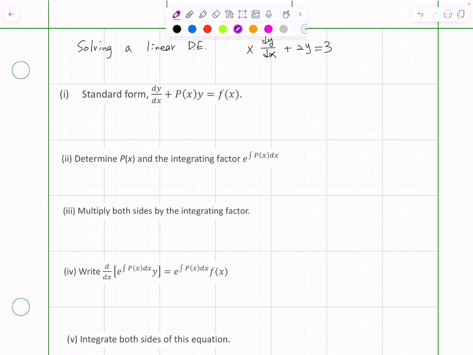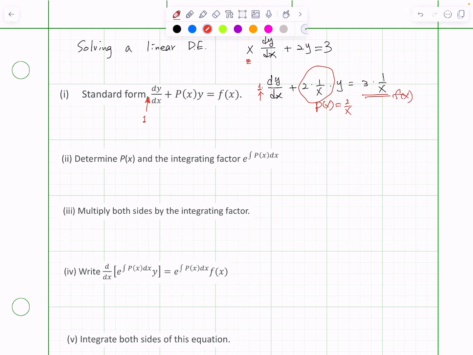Okay, so the first one is standard form. When you say standard form, look at the coefficient of dy over dx, which should be 1. The given equation is not 1 because we see x in front of it, so we're going to divide everything by x. So now we have dy over dx plus 2 times 1 over x times y equals 3 times 1 over x. Now it is standard form because there's a 1 as the coefficient, and this is P of x, and this is f of x.